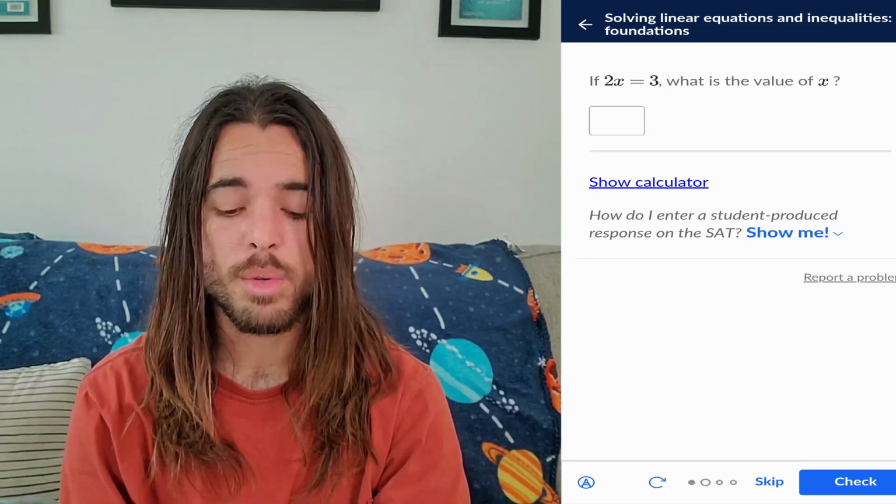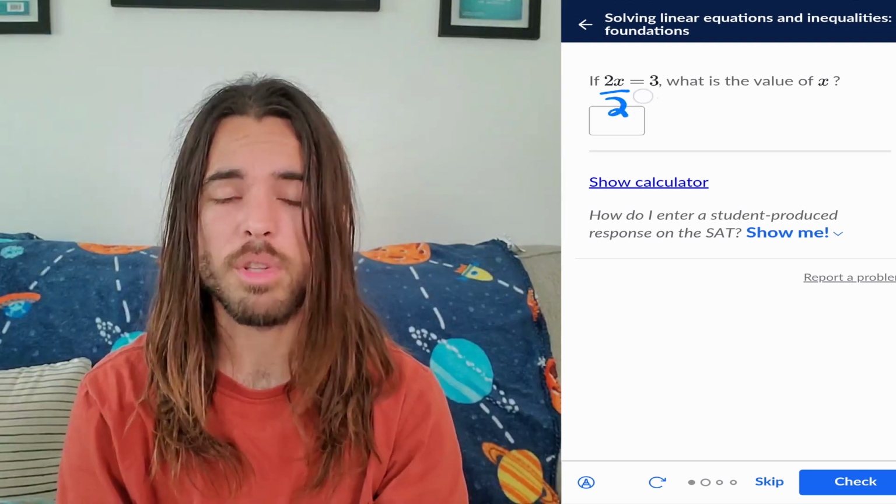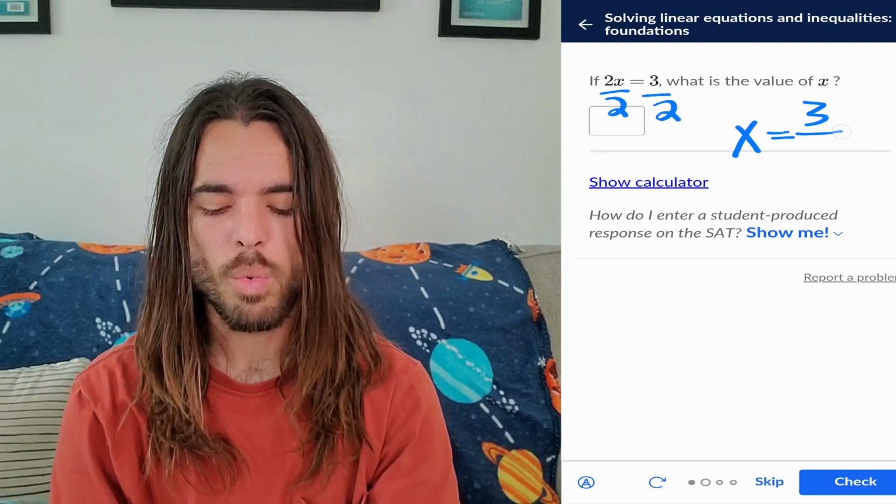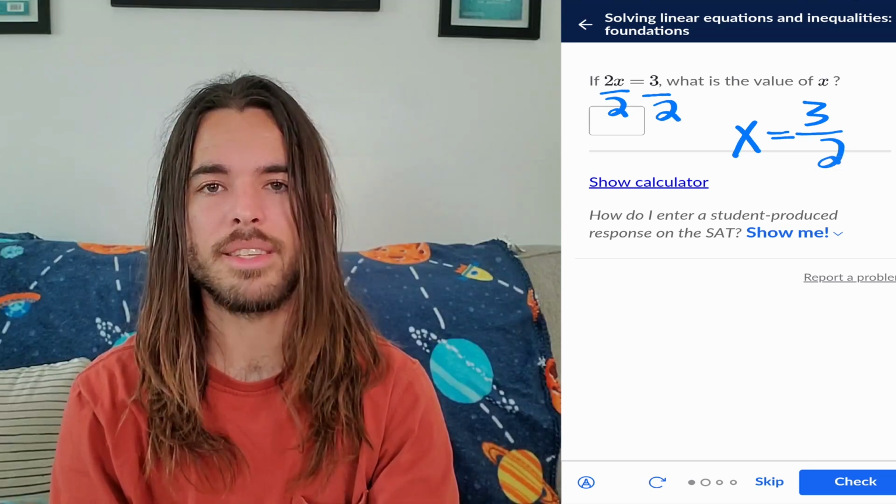Okay, we have 2x equals 3. This is a little bit of a different question. I'm glad we did it twice. We did the same quiz twice so we could see different questions. The way that you could say this is 2 times x equals 3.